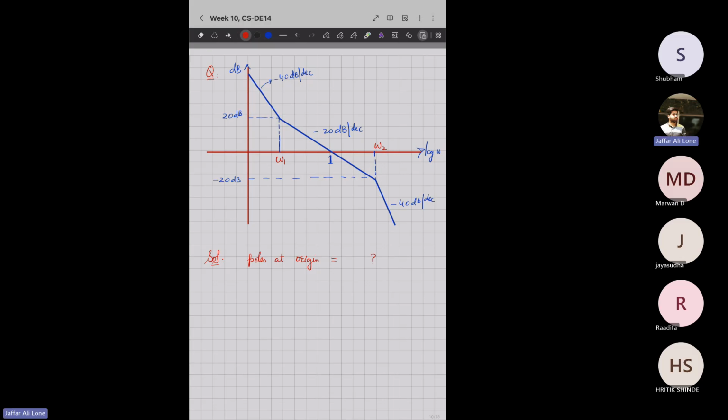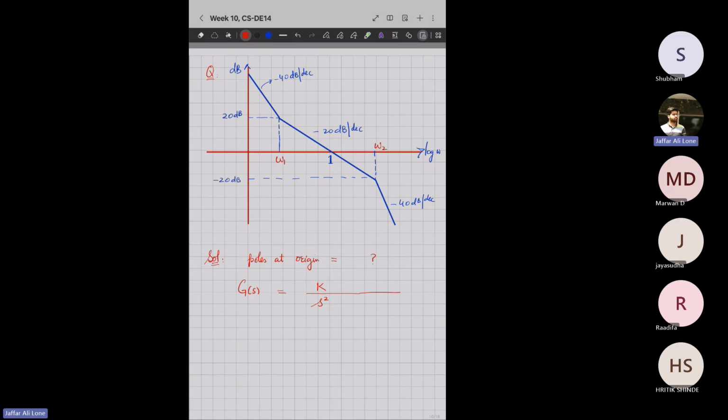Anyway, okay, let's go step by step. First, tell me what is the number of poles at origin? That is given by initial slope. So obviously there is a pole. So 2. Very good. Jayasudha said 2. So I know there are 2 poles at the origin. So I know my transfer function will be something like this. K divided by S square at the least because there are 2 poles at the origin. Now we have to see corner frequencies.